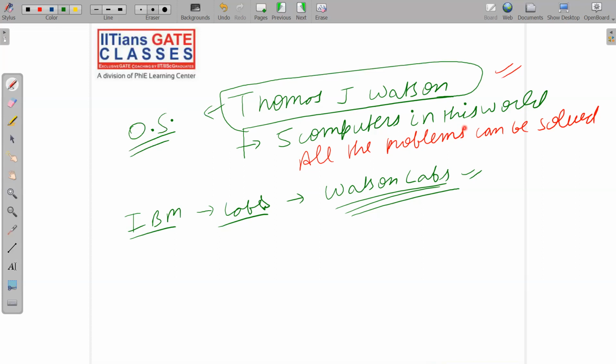Like if you want to create a file, then you have to make a program which will allocate space in the hard disk. Okay, so our life will be very, very tough. But this person argued that we do not need an operating system. We need just one operator for one computer, or some few operators who can manage one computer, and only 5 computers in this world will solve all the problems. Okay, but in today's world, this statement is absolutely meaningless.